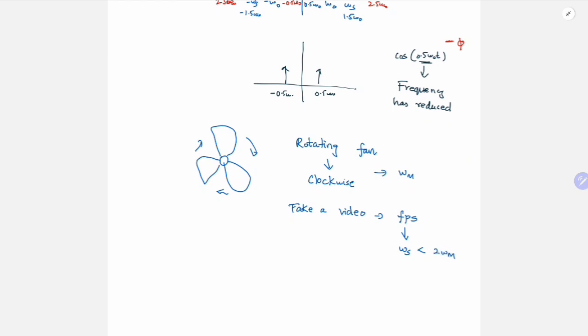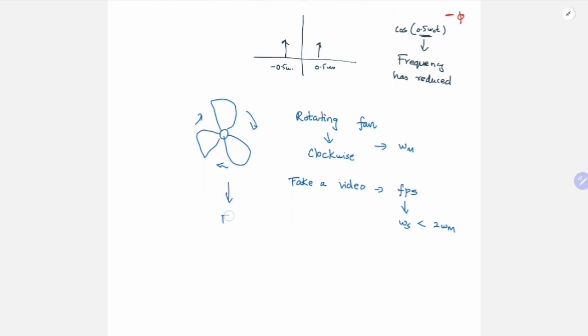So if you restrict such that the angular frequency of your sampling is omega s, which is less than 2 omega m, then you will observe that the fan is actually slower than it is running, and it is rotating clockwise. But here in the video it will show as if rotating anti-clockwise. Right? Because let's say in frame 1 the 3 sticks are here. In frame 2 it would have completed almost one rotation, but it is captured here just before a time instant, so that it appears that it is moving in the anti-clockwise direction.